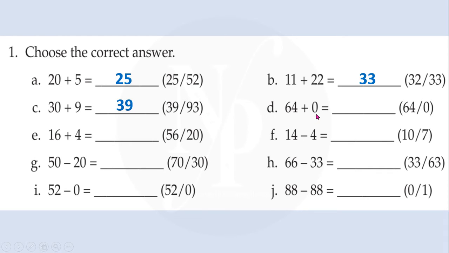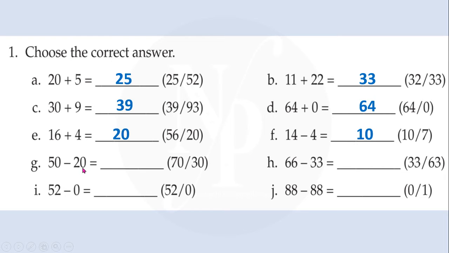D. 60 plus 0. So when 0 is added to any number, we will get the same number. So the answer is 64. E. 16 plus 4. Count 4 after 16. 17, 18, 19, 20. So 20 is the correct answer for this question. F. 14 minus 4. On subtracting 4 from 14, what you get? Yes, you get 10. You should write 10 here.